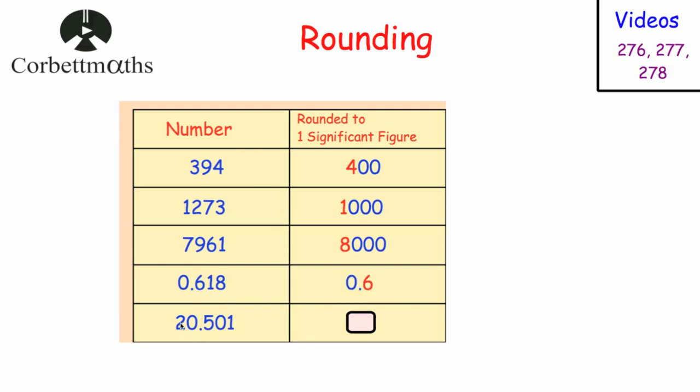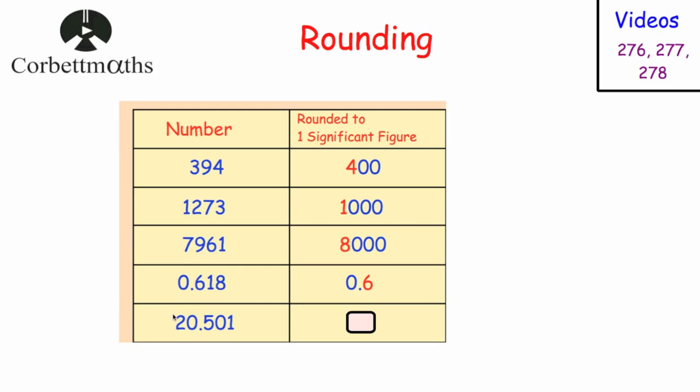Okay, let's have a look at our last one. We've got 20.501. Because we've got a 2 at the front, that's significant, and that's our first significant figure. Then it's followed by 0, so that would be significant. Zeros are only not significant if they're at the front. Like here, it was 0 point, so we just ignored that and looked at the 6. But here we had our 2, so that's significant. That's our first one, second one, third one, fourth one, and fifth one.